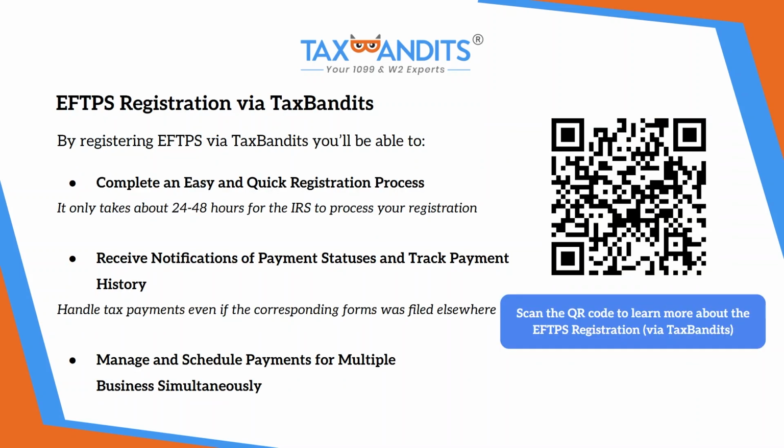Another feature specifically catered for business owners is our EFTPS registration via TaxBandits, allowing you to manage your federal tax payments efficiently and securely with TaxBandits' EFTPS solution, ensuring tax compliance with ease. By registering EFTPS via TaxBandits, you'll be able to complete an easy and quick registration process. It usually takes about 24 to 48 hours for the IRS to process your registration.